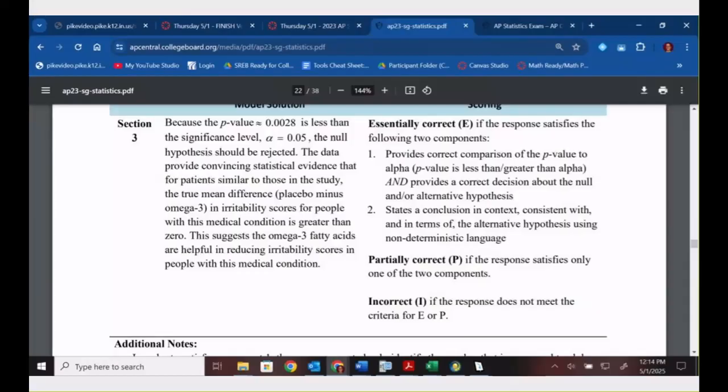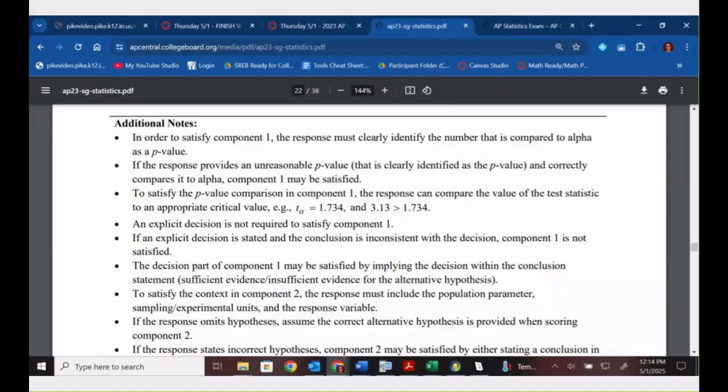That's component number 1. Component number 2 states a conclusion in context consistent with and in terms of the alternative hypothesis using non-deterministic language. We do have convincing evidence that mu diff is greater than 0 in context. You wouldn't want to say only that the differences between placebo minus omega-3 in irritability score is more than 0, that there is a difference here.